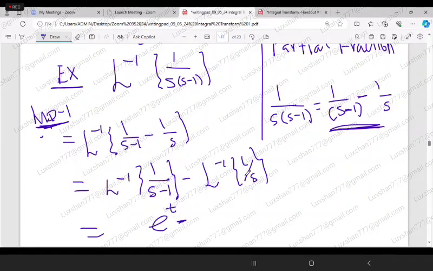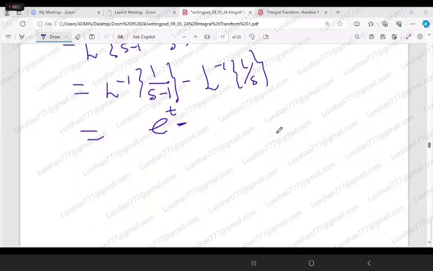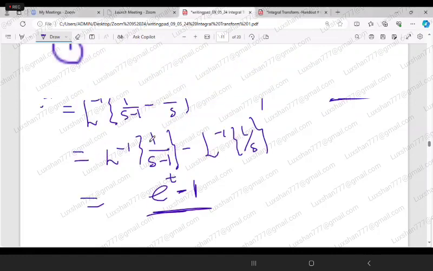minus the inverse Laplace transform of 1 over s. What is the inverse Laplace transform of 1 over s? Yes, good. That is 1. So that is the answer. So this is method 1.